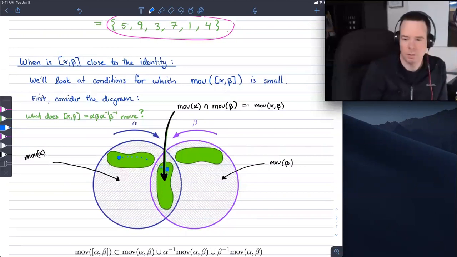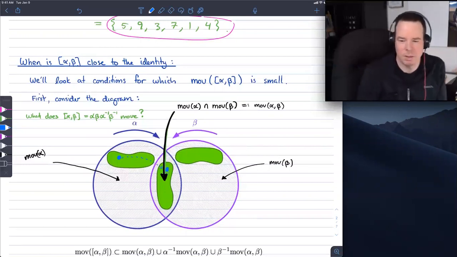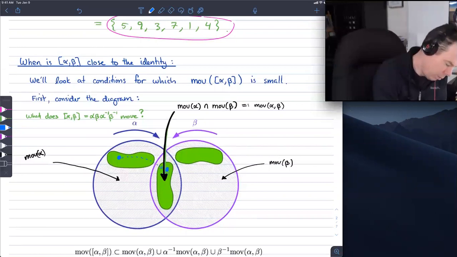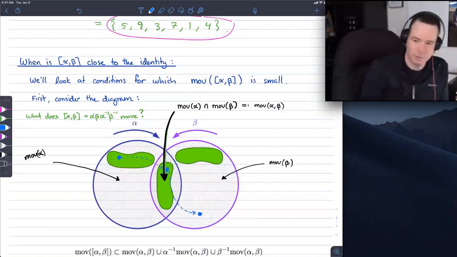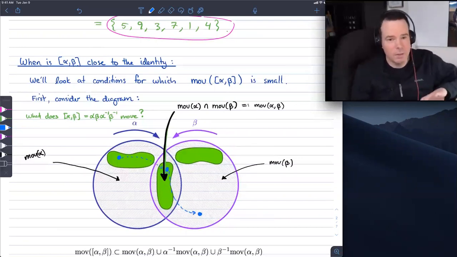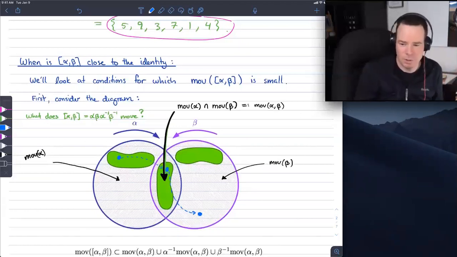So there it is. We do an alpha move, that's a rotation of that turntable. It brings that piece down into that set. And then I do a beta move. So a beta move will then push it over here, because again, beta is a rotation of the turntable. And then I will do an alpha inverse move. So I rotate the alpha turntable in the opposite direction.